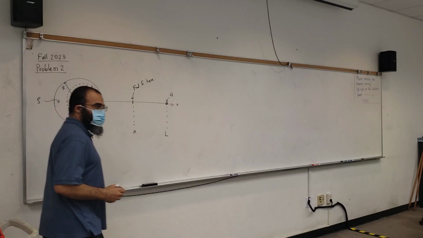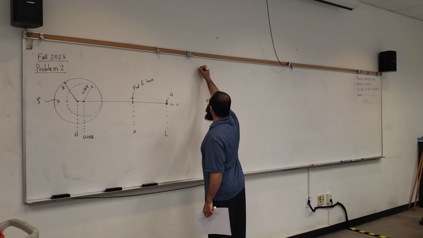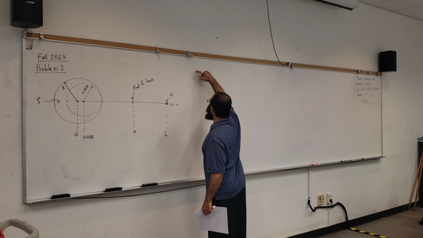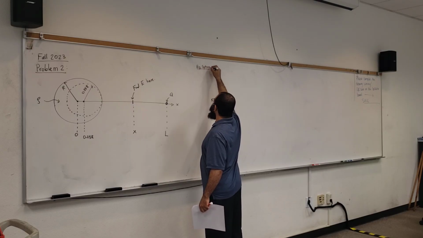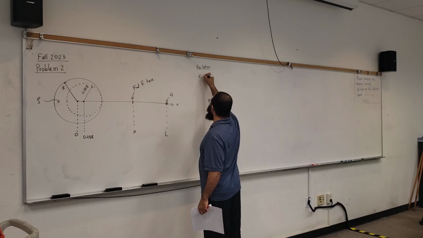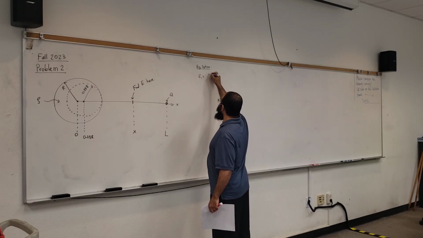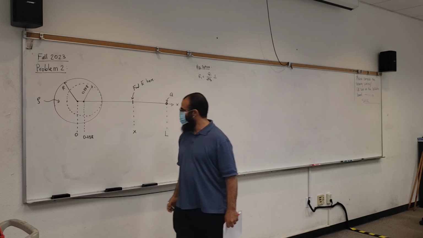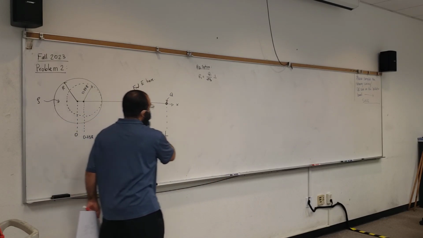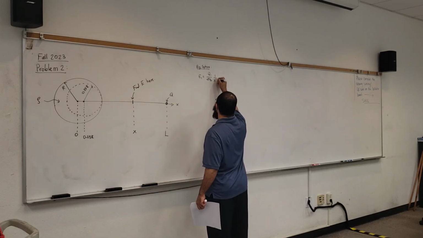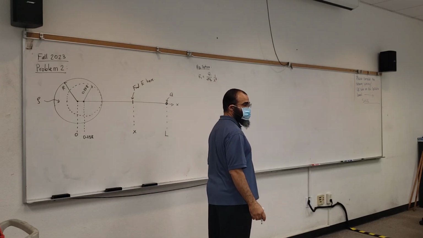So let's do it. I will start with the big sphere, and I will call it E1. E1 will equal Q1 over 4 pi epsilon naught, times 1 over, how far from the center of this sphere to this point? It's x, right? It's over x squared. And it's in the positive x direction.